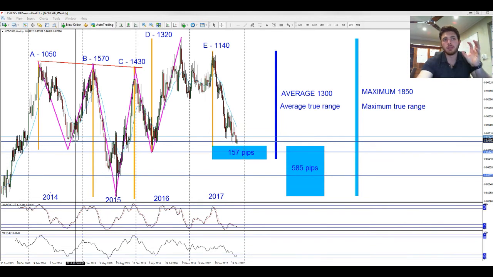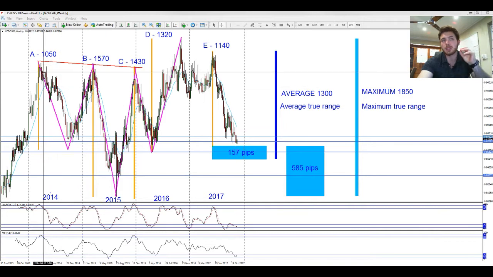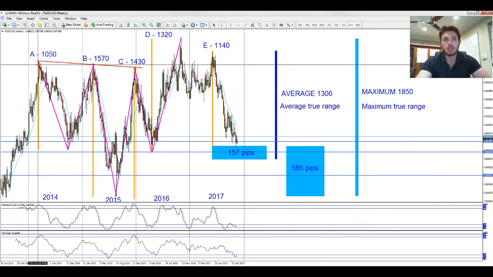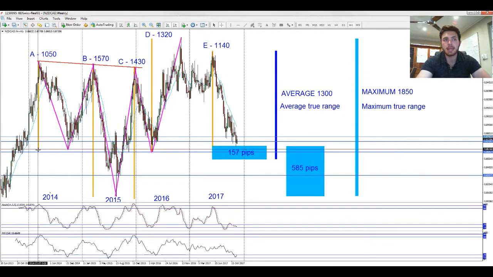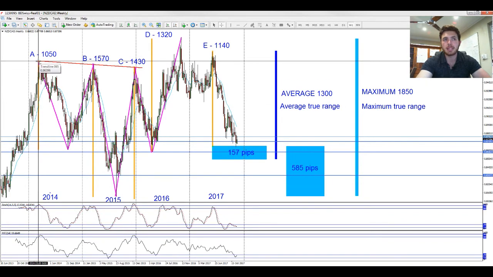So in terms of the wick to wick measurements, you can see point A has identified 1,050 pips that price has moved. This orange line over here is just showing exactly the distance vertically, so that allows us to measure it very closely. And then the trend line at least allows us to show the period. So this has taken 30 weeks to move.